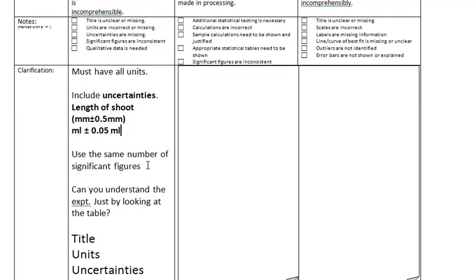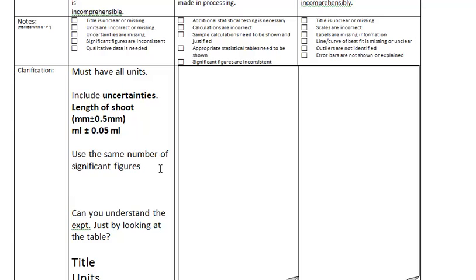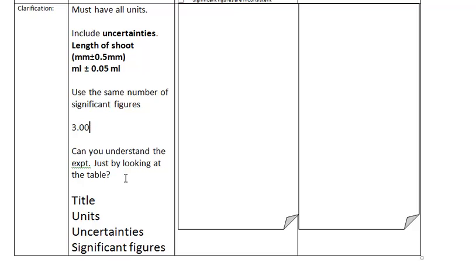Keep the significant figures consistent, so don't round some things to one decimal place and some things to three decimal places. If you have something that's exactly three, but everything else is rounded to two decimal places or three significant figures, then make sure to put 3.00, even though it's understood that it's three. Can you understand the experiment just by looking at the table? That's a nice tip.